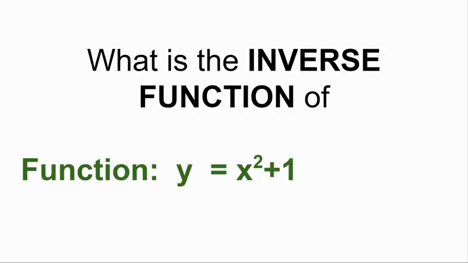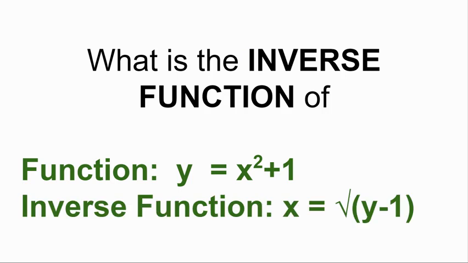Let's try this again. What is the inverse function? So if I give you a function of y equals x squared plus 1, go ahead and find the inverse function. Okay, and did you get as the inverse x equals the square root of y minus 1? So keep in mind that the square root is of the entire y minus 1, of the entire binomial, because the first thing we do is we're going to subtract 1 from y.